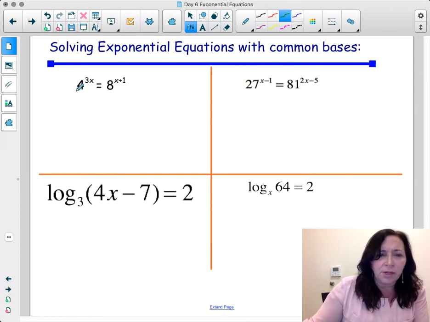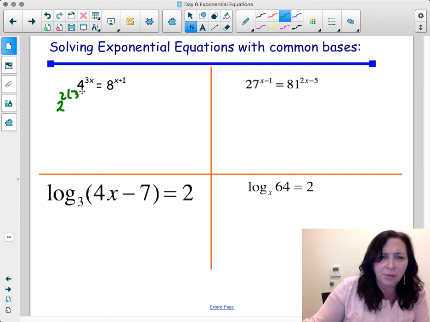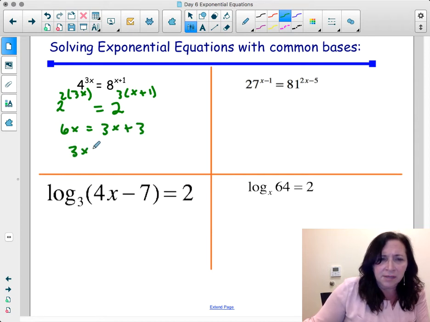So for this problem, I would reduce this to 4s. So I would reduce this to 2 squared, and then there's a 3x already up there, is equal to 8, which is 2 to the 3rd power to the x plus 1. Bases are the same. I'm going to get 6x is equal to 3x plus 3. And subtract 3x, I get 3x equals 3. And so x is equal to 1.